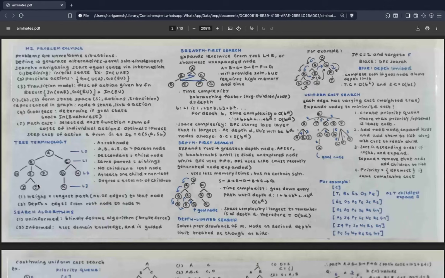So, okay, there are 2 factors here that we need to consider. The first is time complexity. In time complexity, there are 2 things to think about. The first is B, which is the branching factor. This is the average children per node. The second is D, which is depth. Now, we don't really need to worry about that.